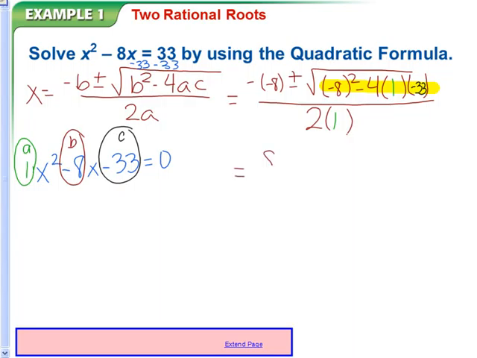So negative 8 is positive 8, plus or minus the square root of 196 over 2. And I believe we could take the square root of 196. It comes out to be 14.